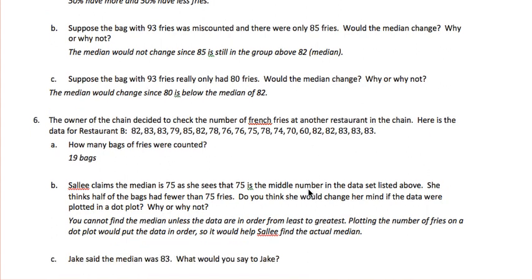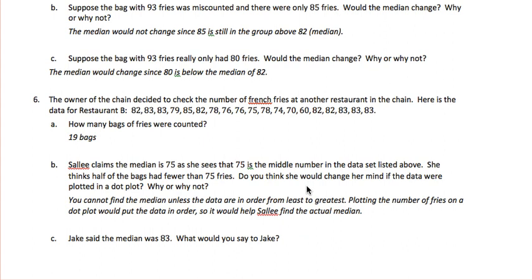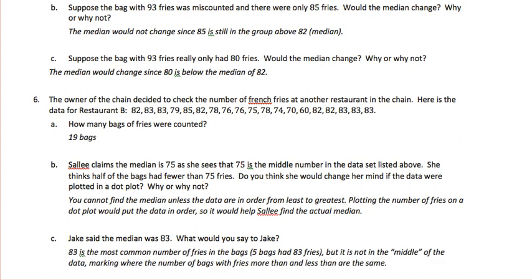Jake said the median was 83. What would you say to Jake? So 83 is the most common number of fries in the bags. 5 bags actually had 83 fries. That makes it the mode, but it is not in the middle of the data, which marks where the number of bags with fries more than and less than are the same.